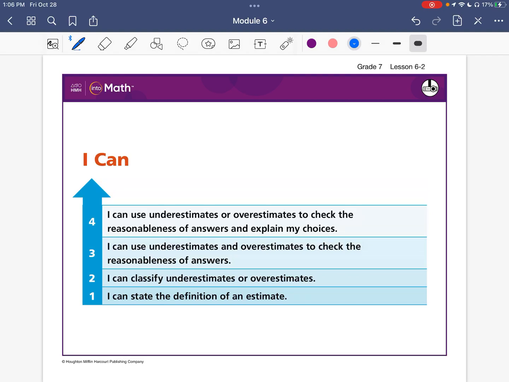Here is grade 7, module 6, lesson 2. Our I can statement is: I can use underestimates and overestimates to check the reasonableness of answers.